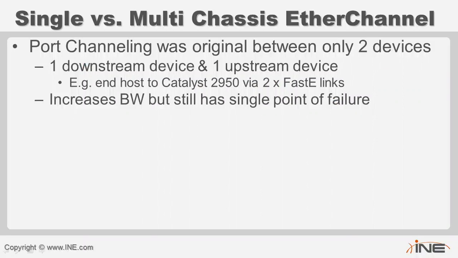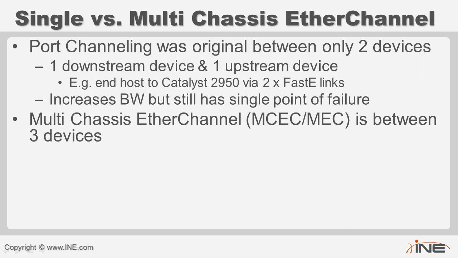Okay, so originally this was just going to be between two devices. Now the advantage of this is that it increases the bandwidth. So as opposed to one Fast Ethernet link, we have two Fast Ethernet links, so 200 megabits per second as an aggregate. But the problem we run into is that it doesn't really solve the problem of having a single point of failure. If that access switch we're connecting to physically goes down, then we're going to be isolated from the rest of the network.